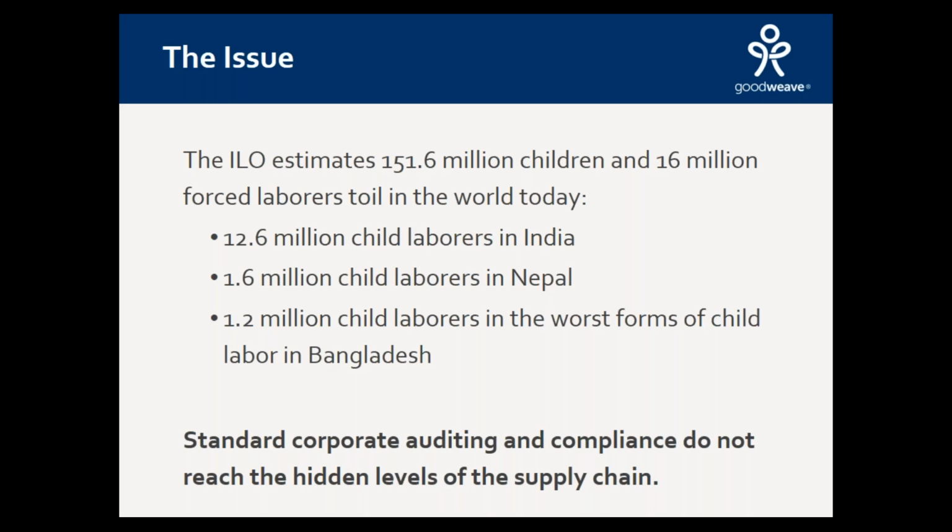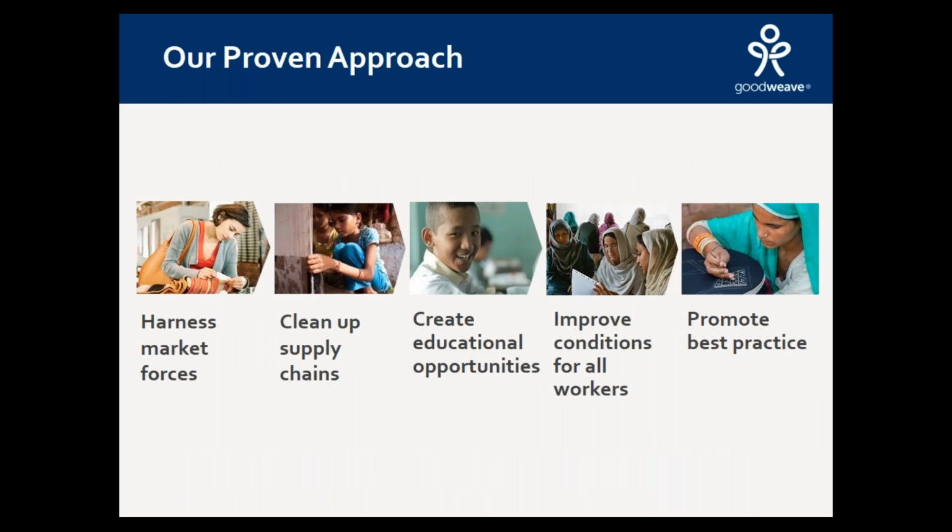And at the end of the day, GoodWeave has realized that standard corporate auditing simply does not reach the hidden levels of the supply chains. So this is where we come in with our approach, and this is where we think we can really make a difference. What is so unique about what we do? Our proven approach is comprised of 5 different pillars that work together holistically to achieve deep supply chain due diligence that stops child, forced and bonded labor.